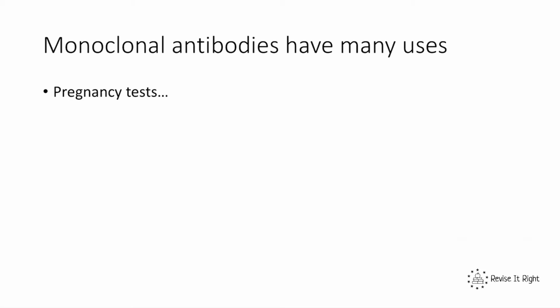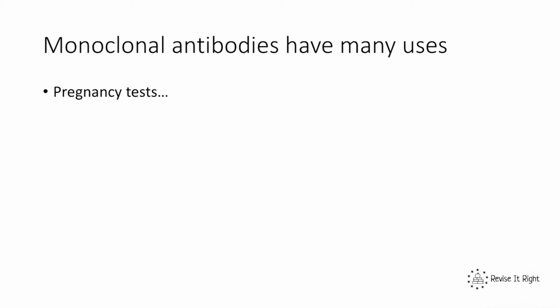And the first of which is in a pregnancy test. Now, it's important to understand that when a woman is pregnant, they have a hormone in their urine called HCG. Okay, and that's important to remember. So when a woman is pregnant, they have a hormone in their urine called HCG. Now we can produce monoclonal antibodies that bind to this HCG, and this is how pregnancy tests work.